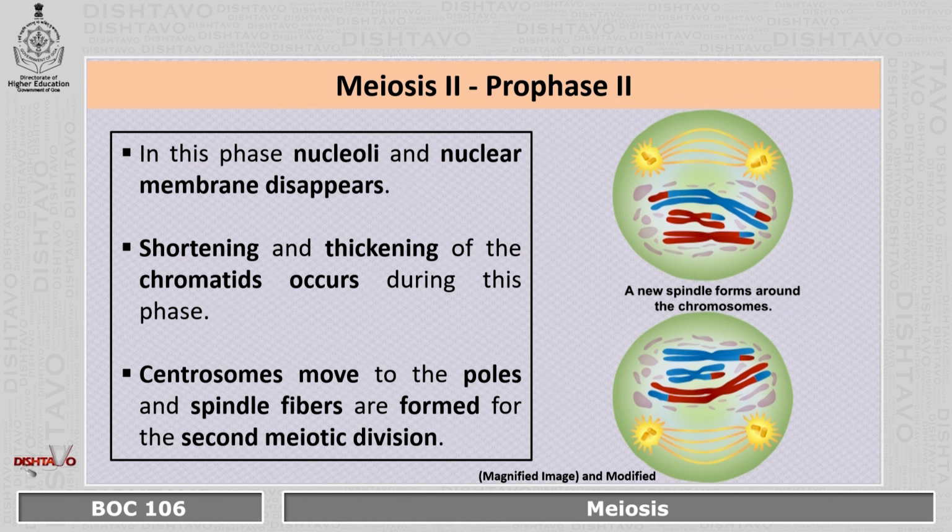Prophase 2. In this phase, the nucleoli and nuclear membrane disappear. Shortening and thickening of the chromatids occurs during this phase. Centrosomes move to the poles and spindle fibers are formed for the second meiotic division. This is the figure which shows the formation of the spindle fibers and the thickening of the chromosomes taking place.